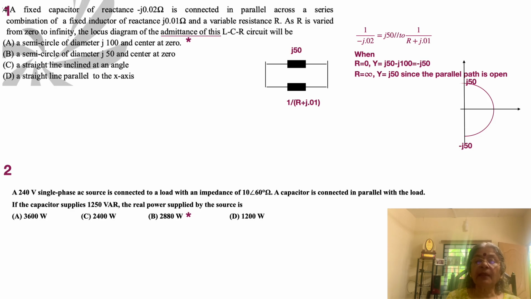A capacitor is connected in parallel with the load. Obviously, when you are talking about 10 angle 60, it's an inductive reactance, and so a capacitance is connected in parallel with the load. If the capacitor supplies 1250 watt, the capacitor is a pure capacitor, it supplies only reactive power. The real power is being supplied by the source, and some of the reactive power is perhaps handled by the capacitor, or perhaps it's pumping back.